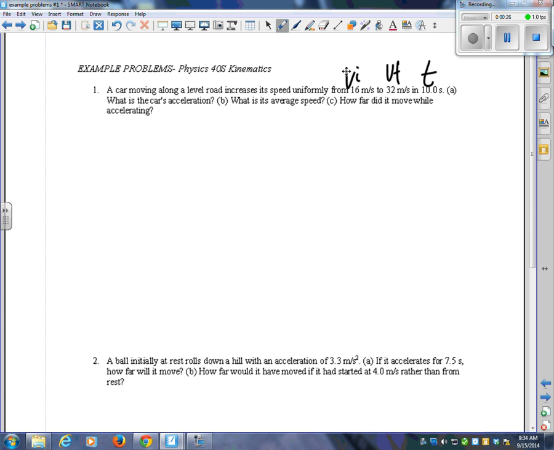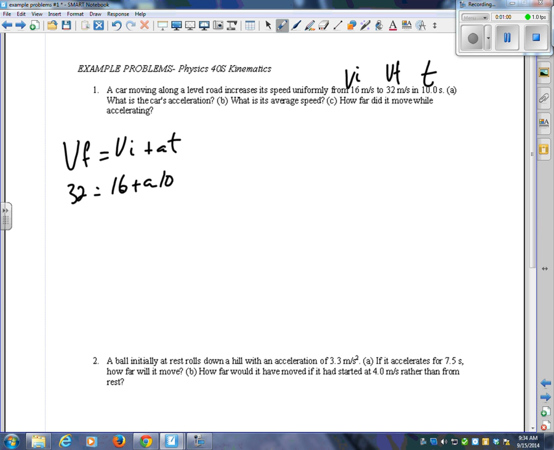Acceleration. Which one has VI, VF, T, and A in it? The very first one. Which is really just a reworking of that acceleration equals delta V over delta T, right? And some of you will tend to want to go back to and use that because you feel more comfortable. What would be VF minus VI over T? 32 is equal to 16 plus A times 10 seconds, right?